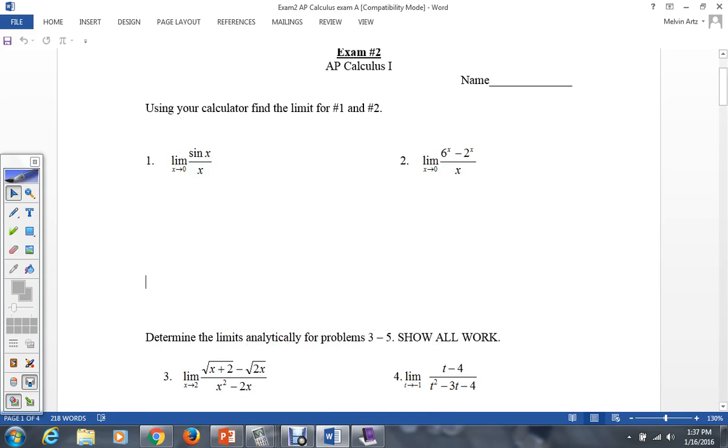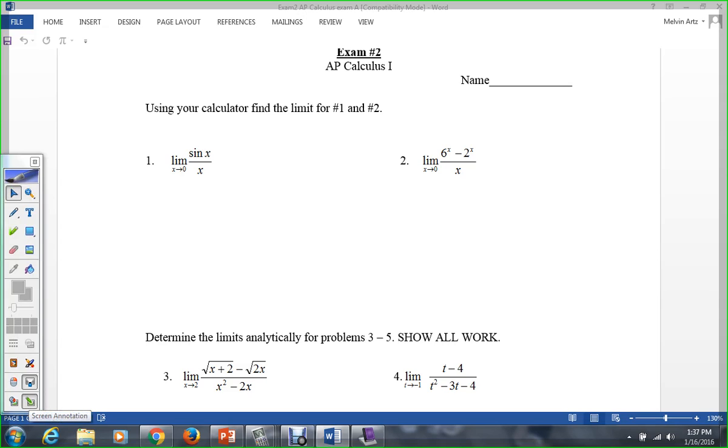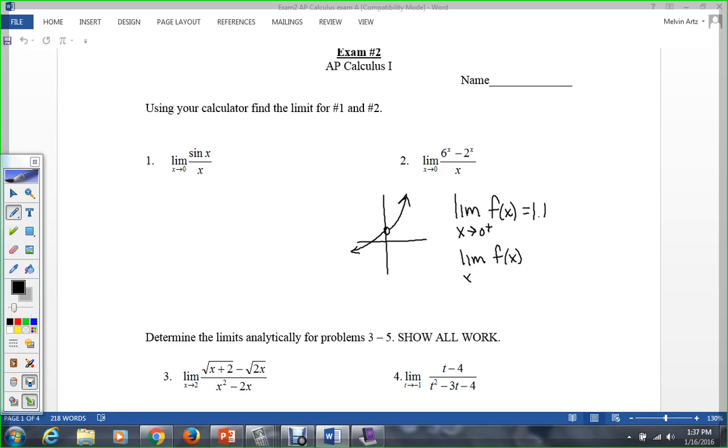Now I would like to show you what to do on the test. I've been very unorganized in my work. On the test we would be very organized and we would draw our graph. We would put the graph here, and then we would write our limits. Again, I'm just going to use f of x as x approaches 0 from the right. We would show the limit of f of x as x approaches 0 from the left. And then our conclusion was the limit of f of x as x approaches 0 we concluded is 1.1. That would be our solution. So I'd really like to have the work organized so it's easy to follow.